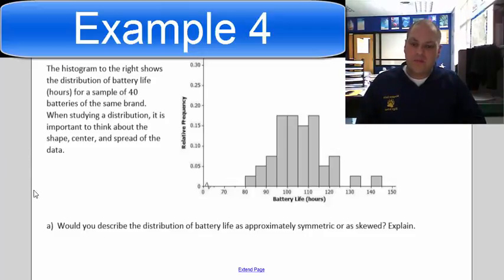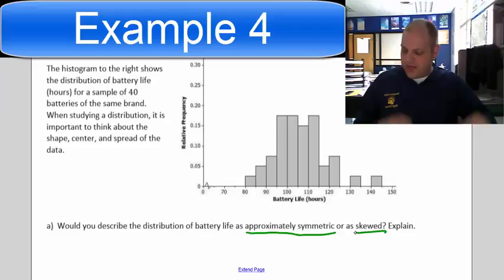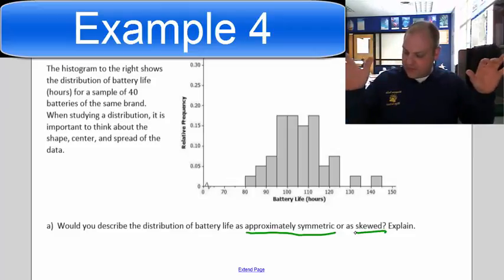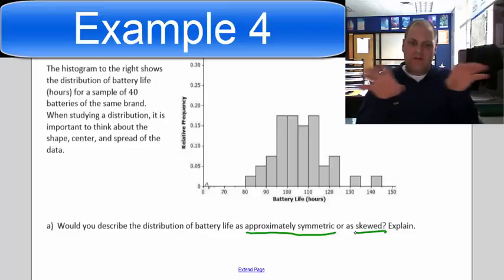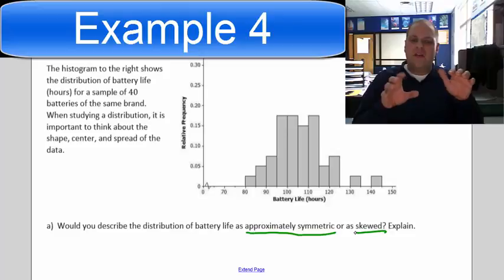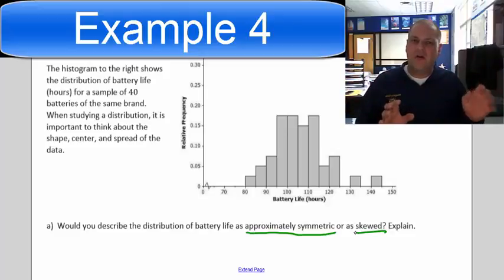Would you describe the distribution of battery life as approximately symmetric or skewed? Now, we didn't talk about that. This is something you may have picked up in Algebra 1, but you may not have. Approximately symmetric or skewed. Symmetric means both halves are similar. If you go right down the middle, are both halves very similar as far as how many values are there. And skewed means there's more on one side than the other, or one side has less than the other.